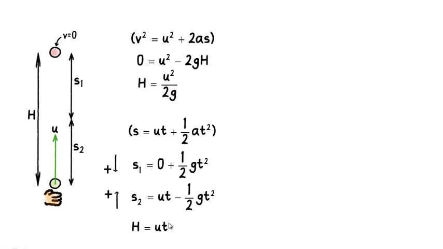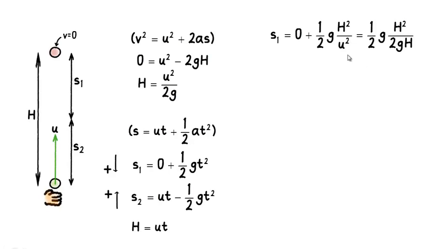All we have to do now is to substitute this value of t into this equation here, which gives me this. So what happens here is I've replaced the t with h divided by u. And from here to here, I've replaced u squared with 2gh. How did I get that? Well, it comes from here. From here, u squared is actually equal to 2gh. And after some simplification, we get s1 equals 1/4 h.